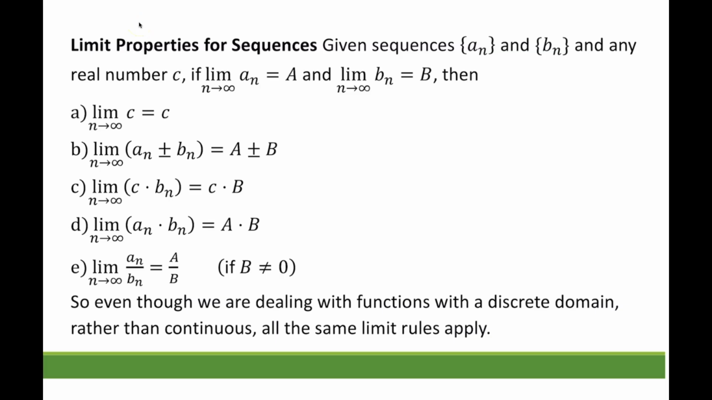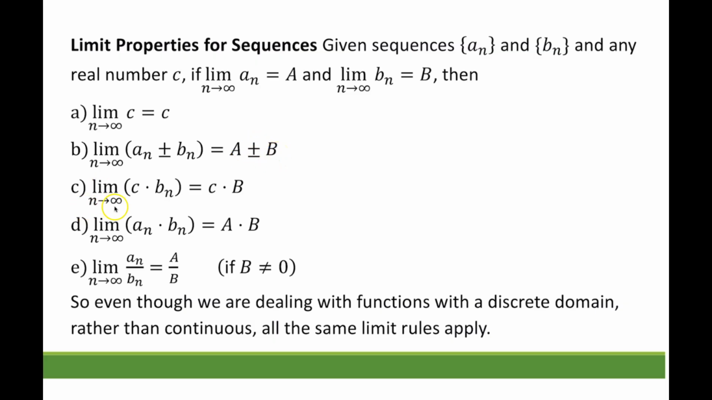And really all this is going to do is allow us to use the same limit properties that we did for continuous functions for discrete functions. So as long as we have sequences a sub n and b sub n, and any real number c, as long as the limit as n approaches infinity of a sub n exists and equals a, and the limit as n approaches infinity of b sub n exists and equals b, then all of these limit properties hold. The limit as n approaches infinity of a constant is just that constant. If we take the limit as n approaches infinity of a sub n plus or minus b sub n, that's going to equal just a plus or minus b.